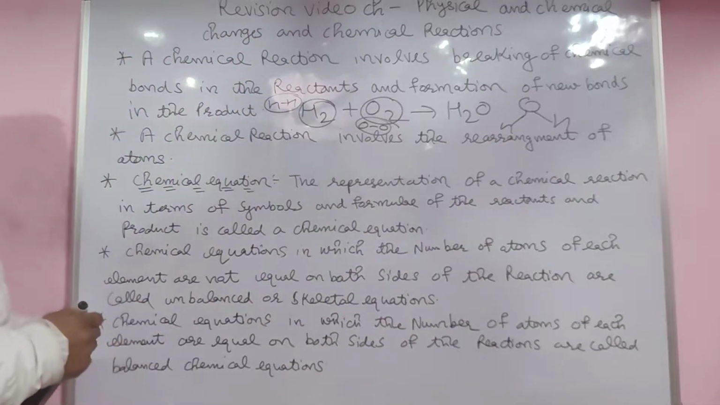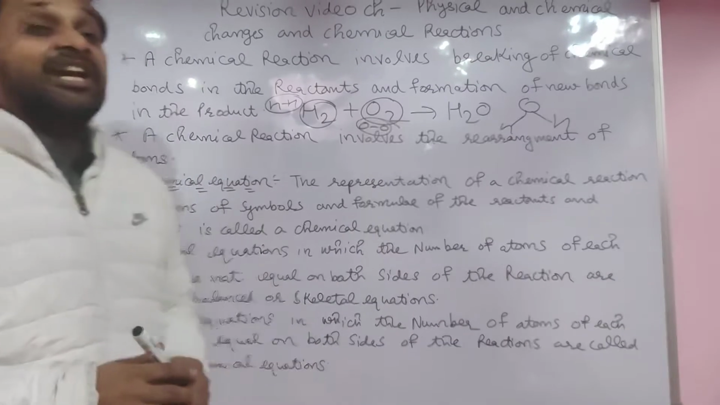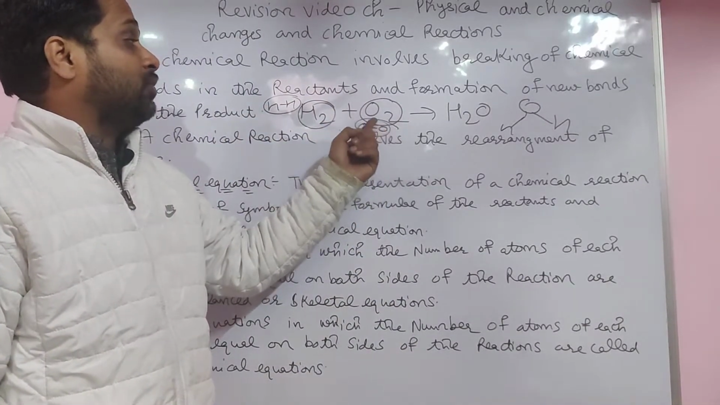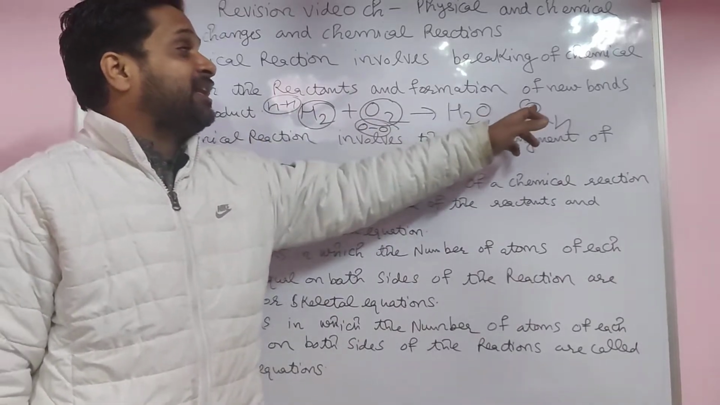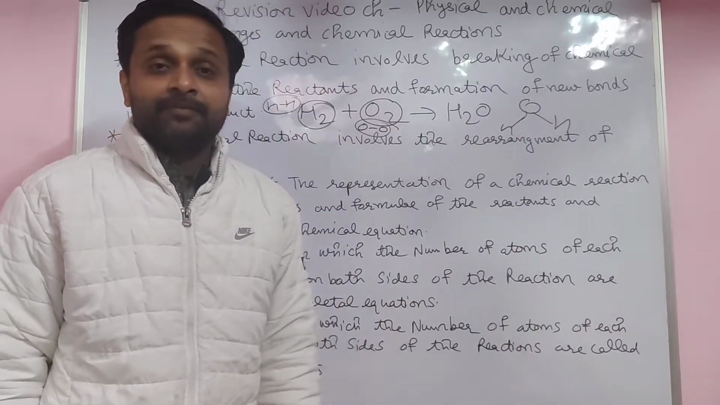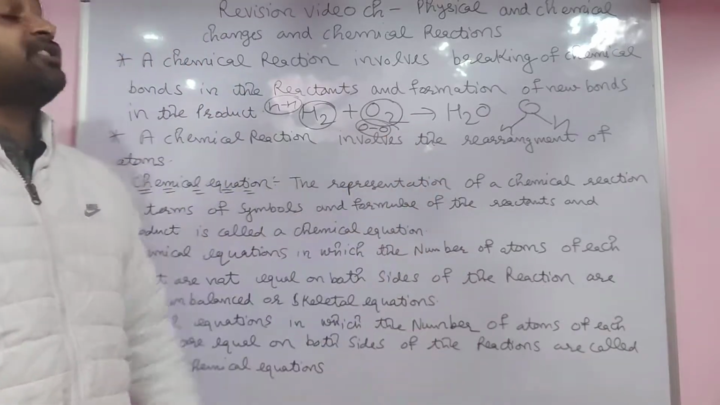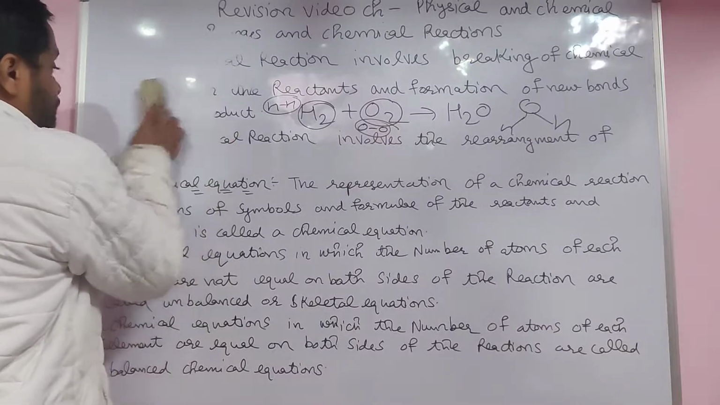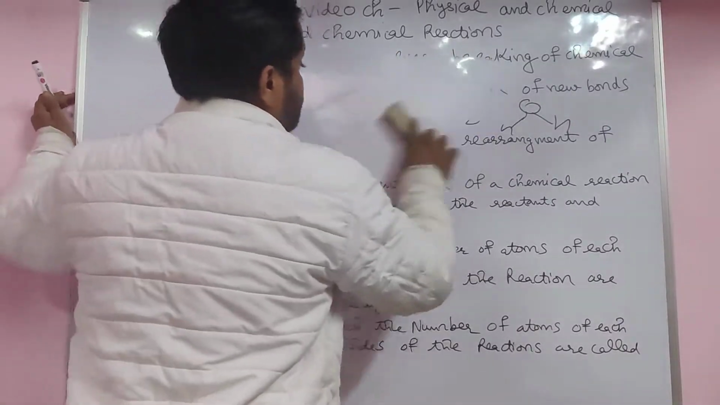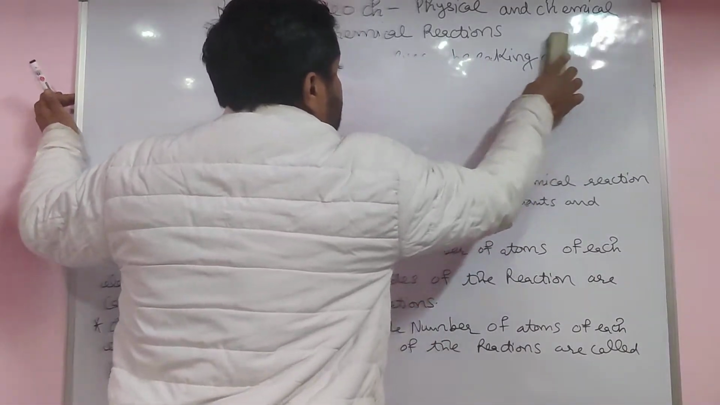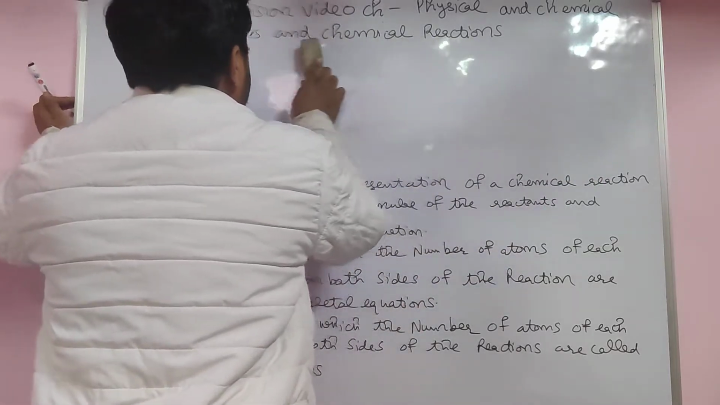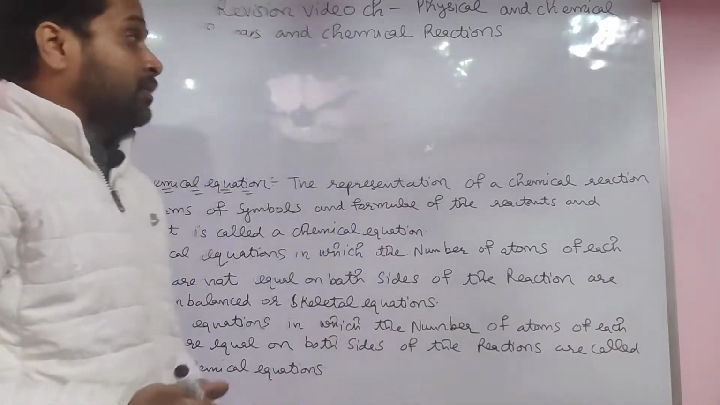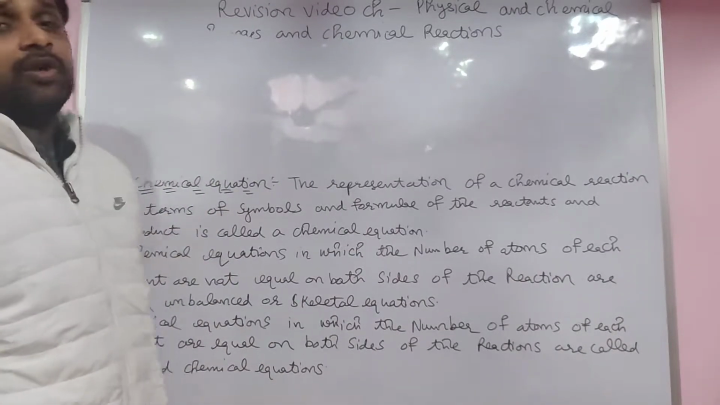A chemical reaction involves the rearrangement of atoms. Here you see the bonds H-H and O-O break, and rearrangement takes place between O and H. These are some characteristics of the chemical reaction. There are a lot of other reactions also.